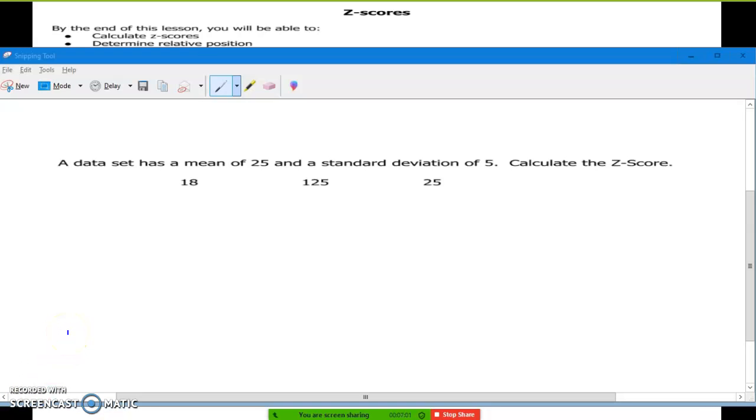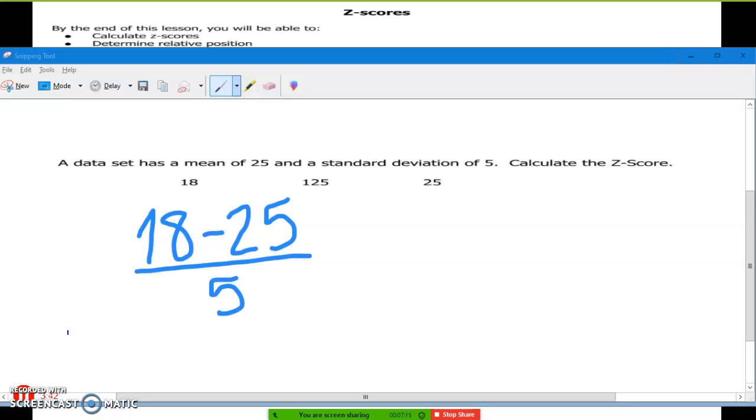Okay, let's see how you did. We're going to take the data point of 18. We're going to subtract the mean, and we're going to divide by the standard deviation. So for a data point of 18, the z-score is going to be negative 1.4. That means that that score is 1.4 standard deviations below the mean.